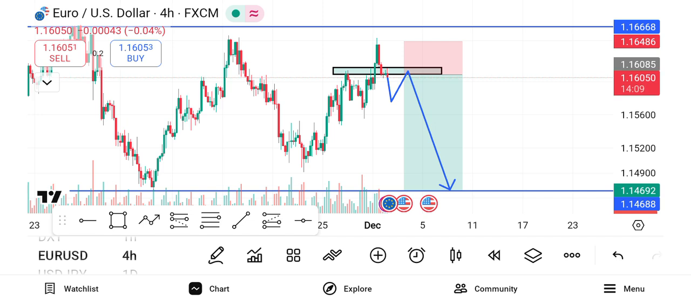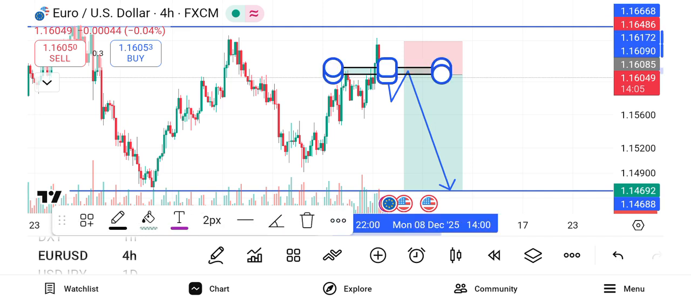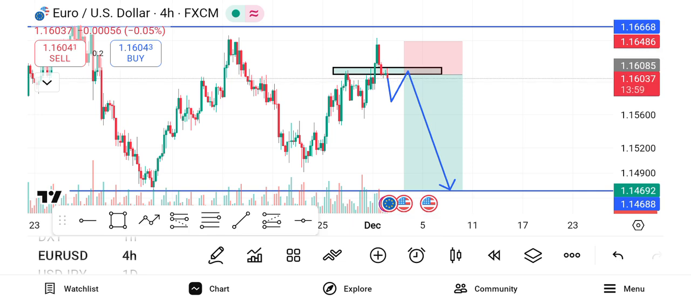And looking at this trade, you can see that this level here looks like an inverted head and shoulder chart pattern. First confluence.